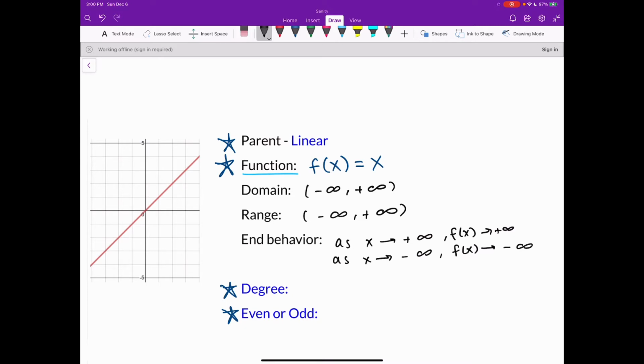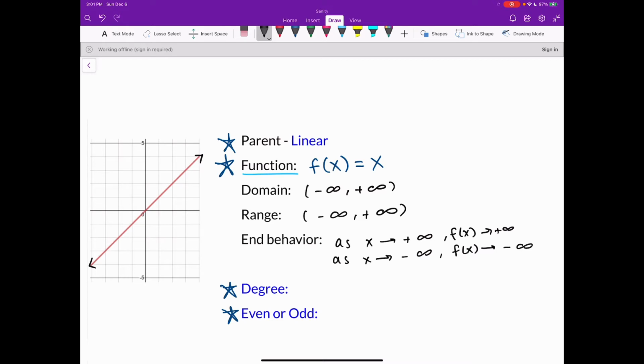Its domain, which is all of the x values, is negative infinity to positive infinity. We can think about this extending out forever and ever. Eventually it would reach all of those x values. For range as well, all of the y values, if this thing extends forever in both directions, eventually it's going to reach negative infinity and positive infinity.